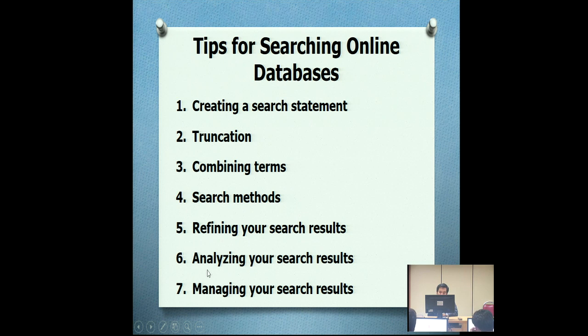The sixth step is how to analyze your results. And the last step, you have the record, you have the article. How can I print it out? How can I download it? And how can I export the citation to the reference manager software? This is the seventh step. Easy 7 steps for you. So let's start from the first step.